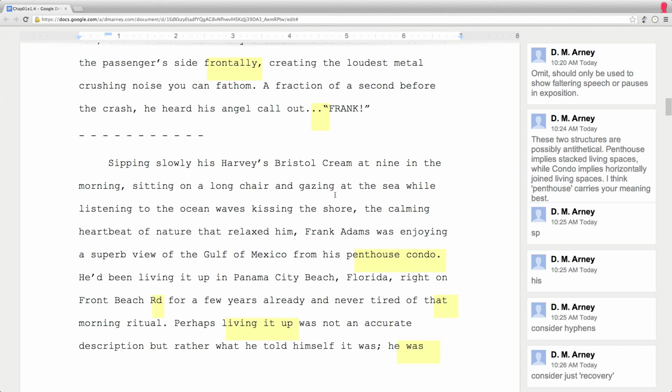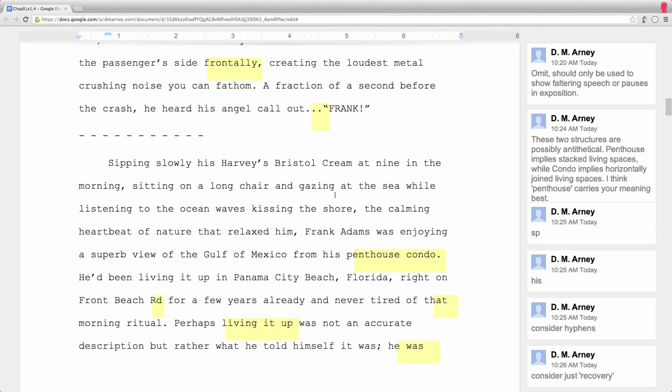Sipping slowly his Harvey's Bristol cream at 9 in the morning, sitting on a long chair and gazing at the sea while listening to the ocean waves kissing the shore, the calming heartbeat of nature that relaxed him, Frank Adams was enjoying a superb view of the Gulf of Mexico from his penthouse condo.